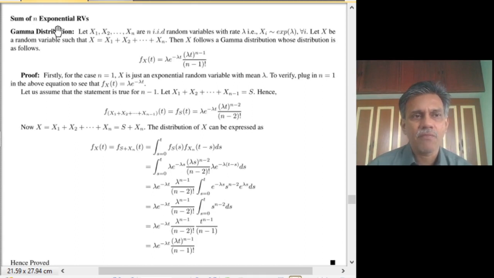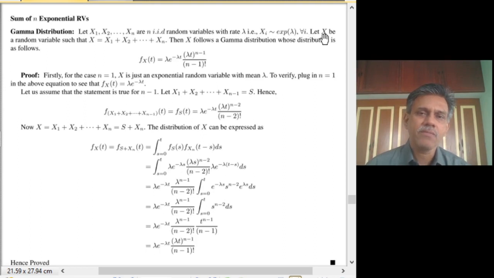Then we will look at the sum of n exponential random variables, all of them being identical. So it will turn out to be what is called a gamma random variable, and the corresponding distribution is called the gamma distribution. So let X1, X2 to Xn be IID. This is very important. Independent, identically distributed random variables. Because they are identical, they have the same parameter. We will call it lambda. So Xi is exponential with parameter lambda, and this is true for all i's.